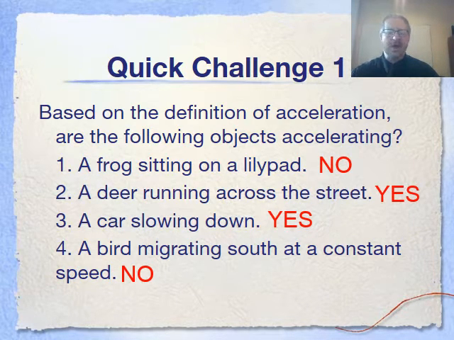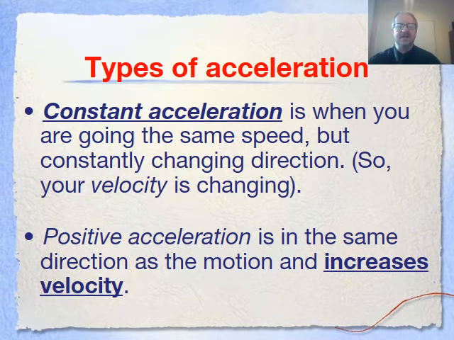All right, so this statement mentions the term constant speed. So there are some terms that we need to make sure that we're clear on. So let's take a look at those. Constant acceleration is when you are going the same speed but constantly changing direction. So your velocity is changing because the direction is changing. So this would be like that satellite example I gave you a few minutes ago.